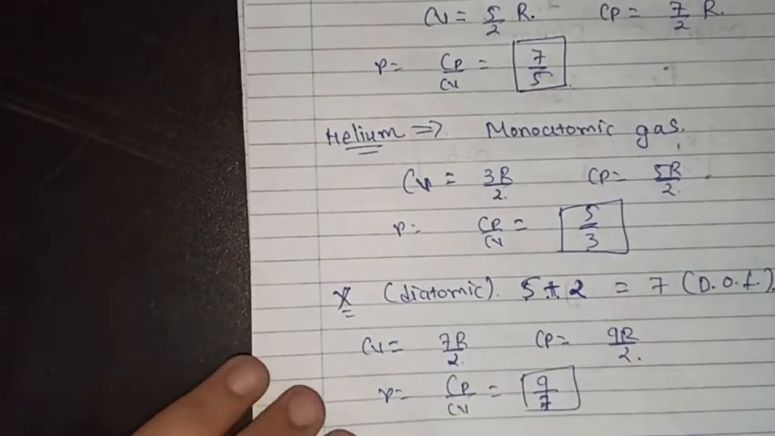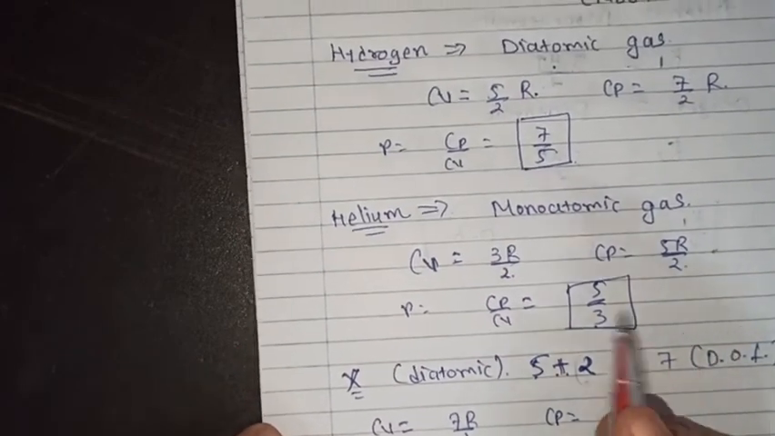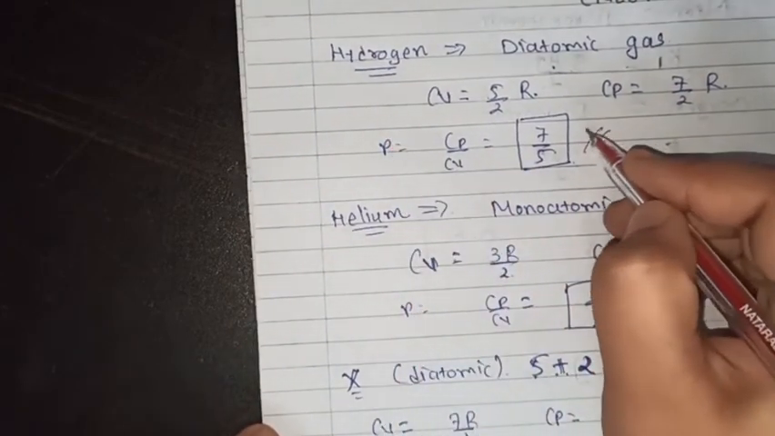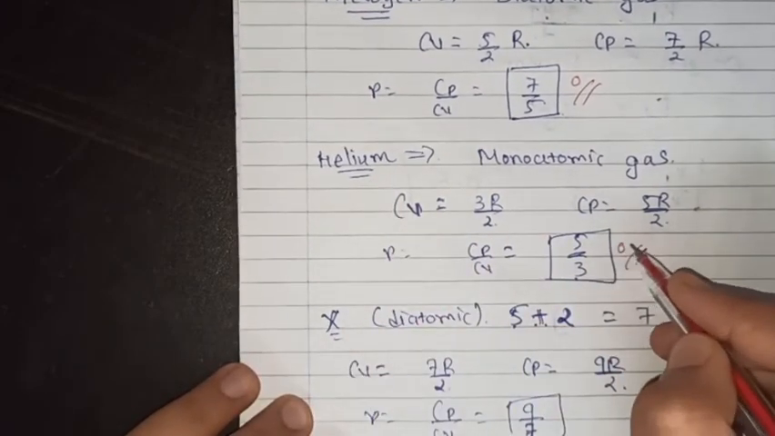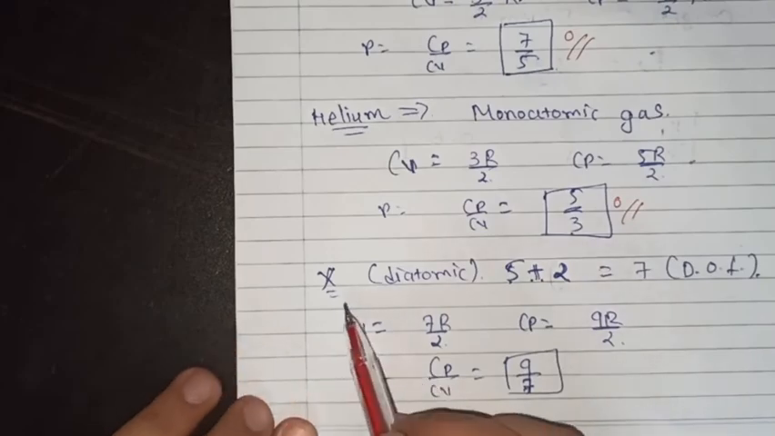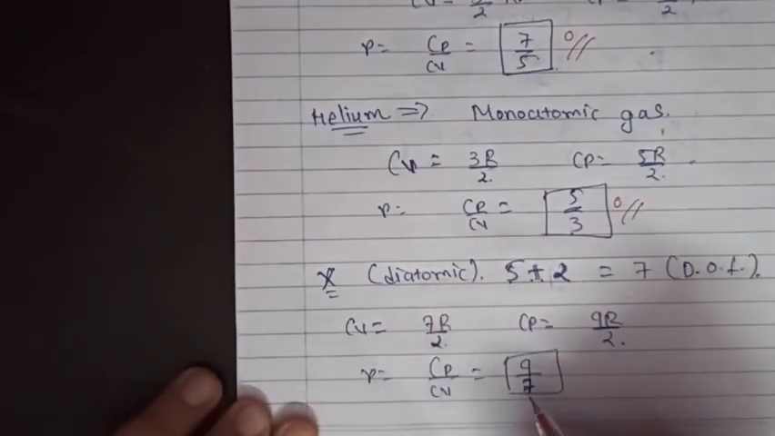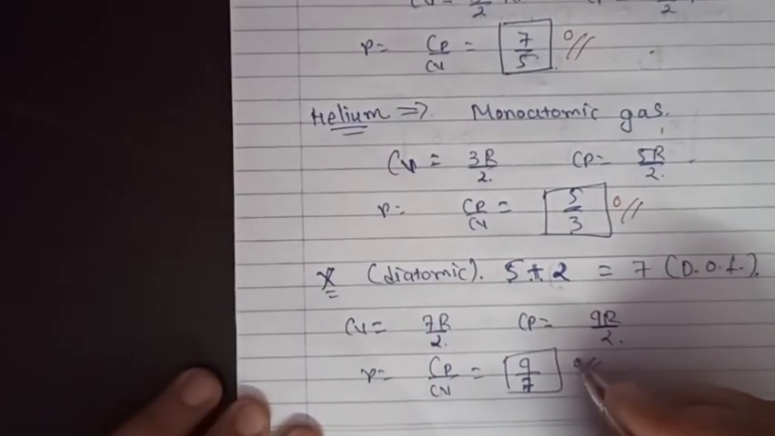So for hydrogen, the value of gamma is 7 by 5. For helium, the value of gamma is 5 by 3, and for the unknown gas X, the value of gamma is 9 by 7.